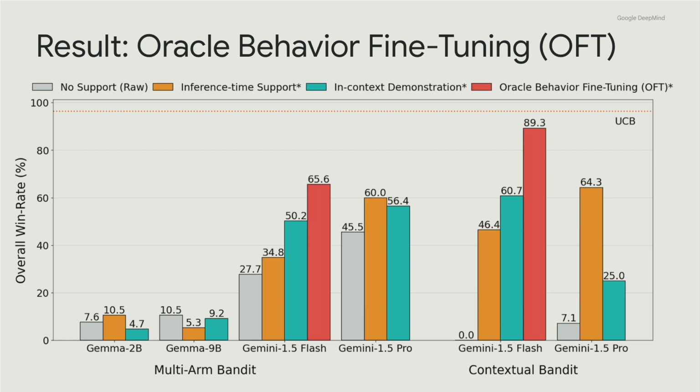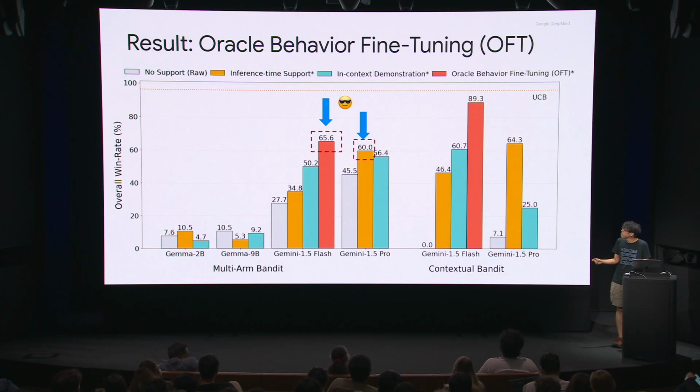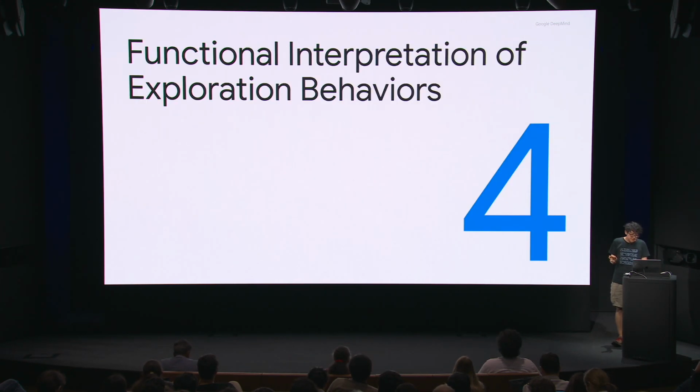To give a very general high-level view of our result, by fine-tuning on the full exploration trajectory, we're able to, first of all, get a much smaller model, Gemini 1.5 Flash, to surpass the performance of a very large model, Gemini 1.5 Pro. But also for contextual bandit under the specific setting, with just fine-tuning on about 40 different users, we're almost able to match the optimal algorithm's exploration capability, which is the UCB algorithm. I'm running a little bit out of time, so I'm going to skip this part, but you should definitely read the paper if you want to.